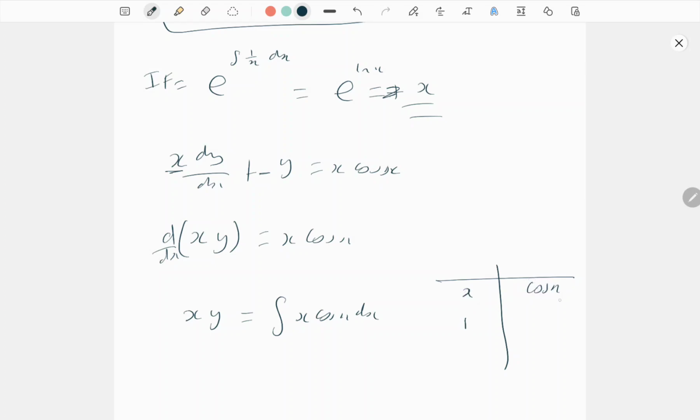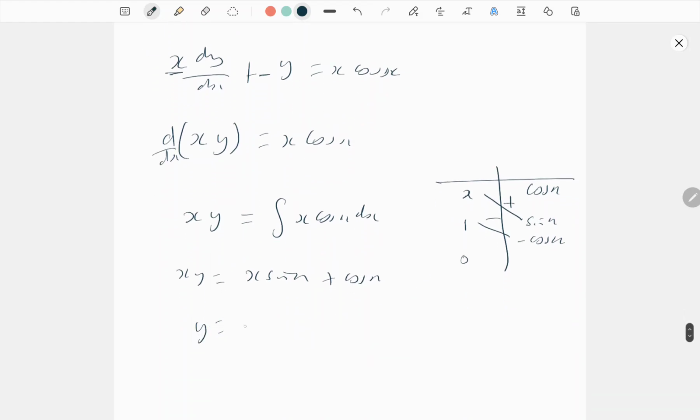And integrate the cos. Okay, and so that's going to be xy equals x sine x. If we integrate sine x, that is minus cos x. So that's going to be plus minus, so that becomes plus cos x. So y equals, dividing by x, sine x plus cos x. There should be a plus c on the end. Over x plus c over x.